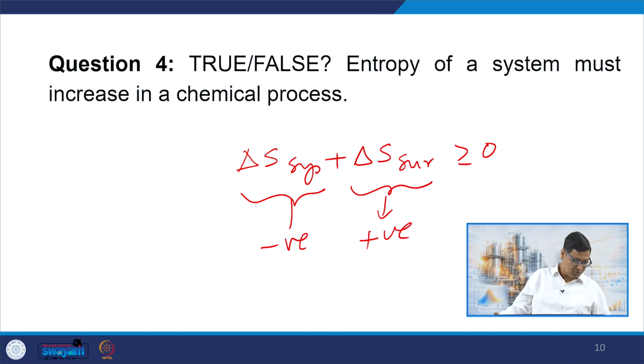So, with that, I am going to stop the discussion on thermodynamics. In the next lecture, we will start talking about the laws of chemical kinetics and chemical equilibrium.